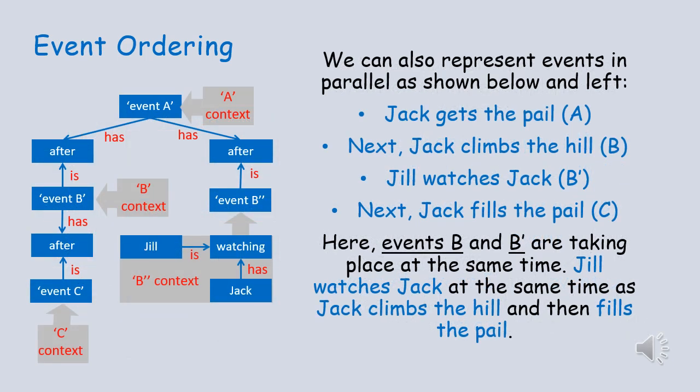We can also represent events in parallel, as shown below and left. So we get Jack gets the pail, A. Next, Jack climbs the hill, B. Jill watches Jack, B dashed. Next, Jack fills the pail, C. Here, events B and B dashed are taking place at the same time. Jill watches Jack at the same time as Jack climbs the hill and then fills the pail.